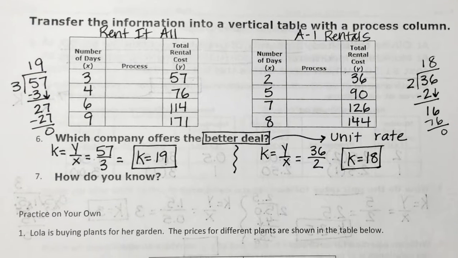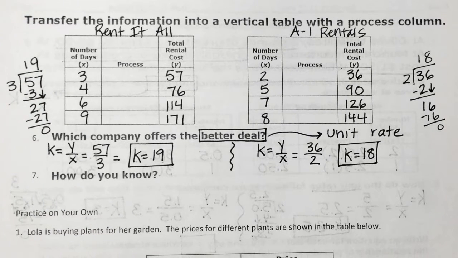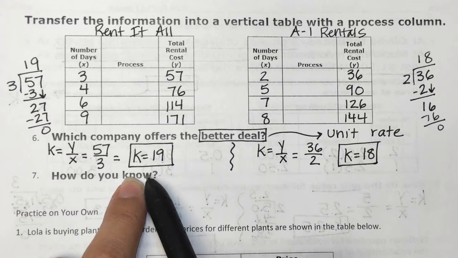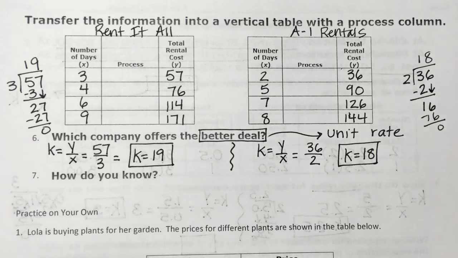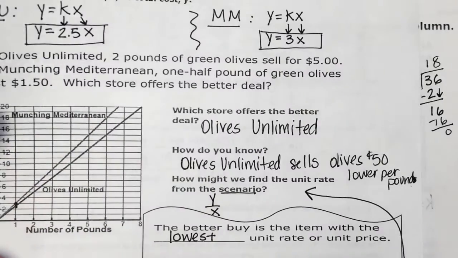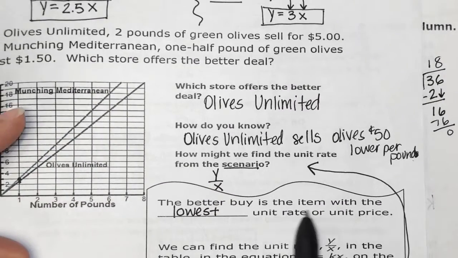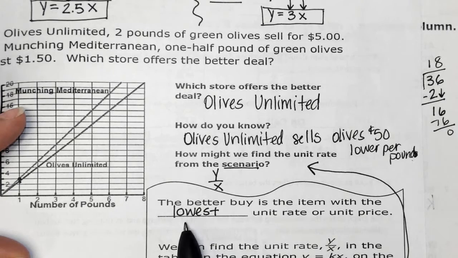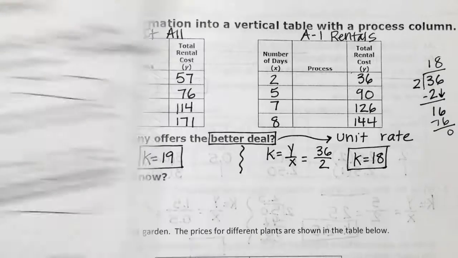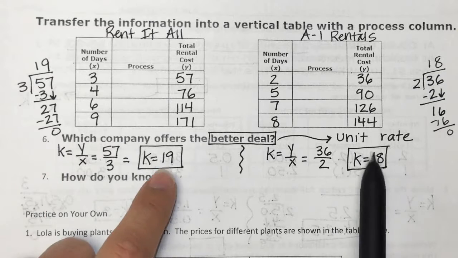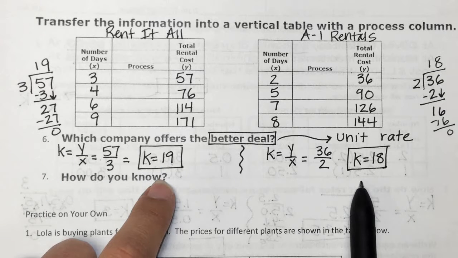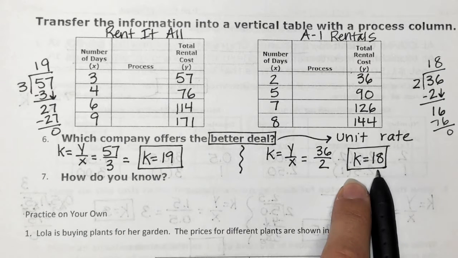Alrighty. So which company offers the better deal? Our K value is our unit rate, and we said on the front side of our paper that the better buy is the item with the lowest unit rate or unit price. So our lowest unit rate here is 18.